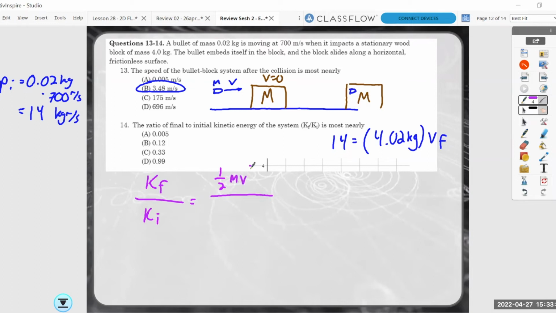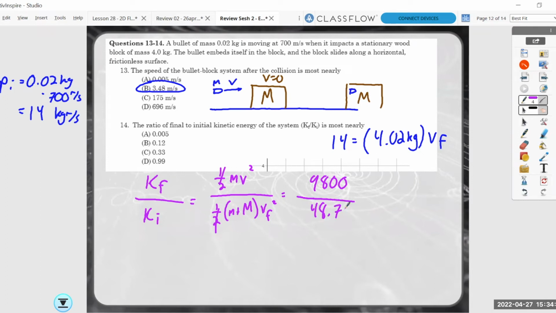M v squared, 1/2 little m plus big M v final squared, right? Let's go ahead and calculate our initial and our final energies. Now, I'm going to leave the 1/2 off because they're going to cancel anyway. So if I just do little m v squared, 0.02 times 700 squared, I end up with 9,800 on the top, times 3.48 squared. And let's round off, 48.7 on the bottom.